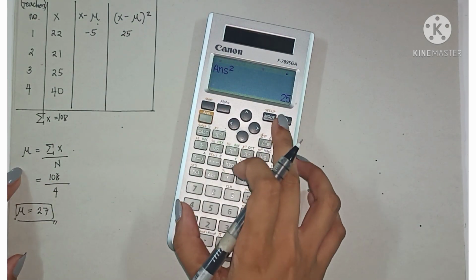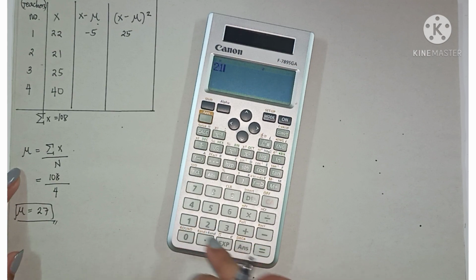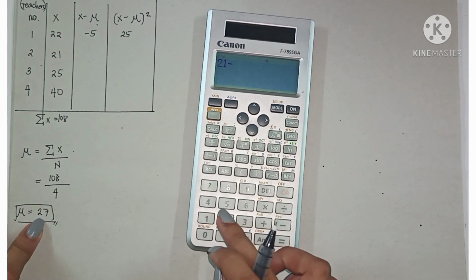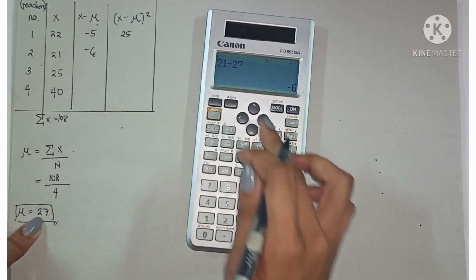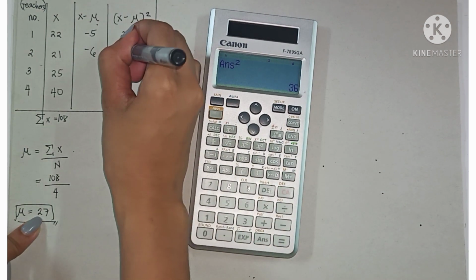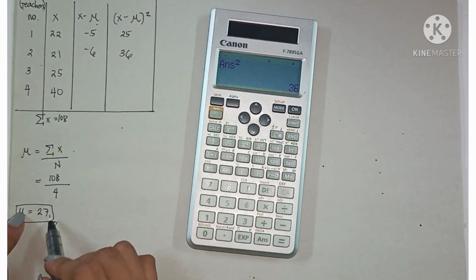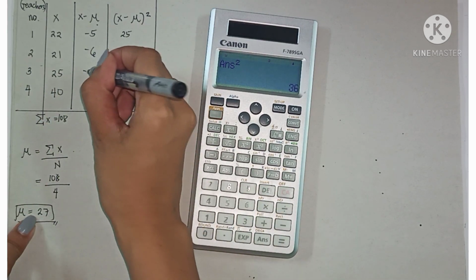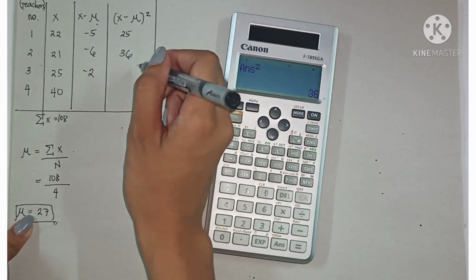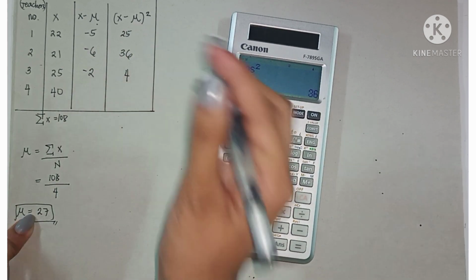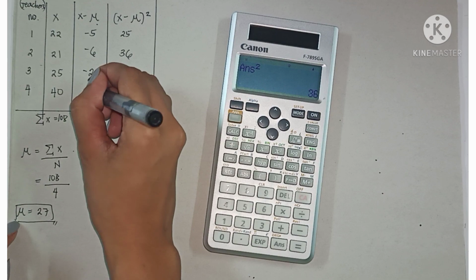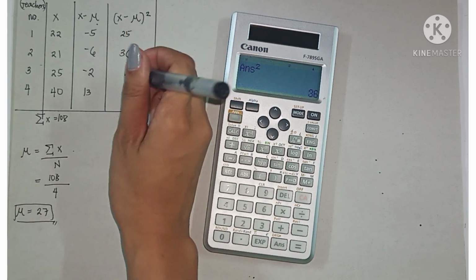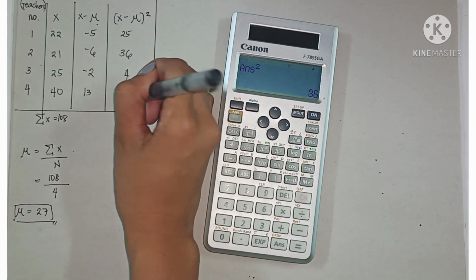Okay, so next. Next, x natin is 21, then minus, mu natin is 27. That is equal to negative 6. Diretso squared tayo ulit. And that is equal to 36. 25 minus 27 is negative 2. Diretso squared. Negative 2 squared is positive 4. Okay, and next, 40 minus 27 is equal to 13, positive 13, then squared, that is equal to 169.